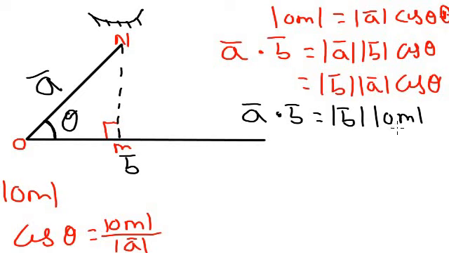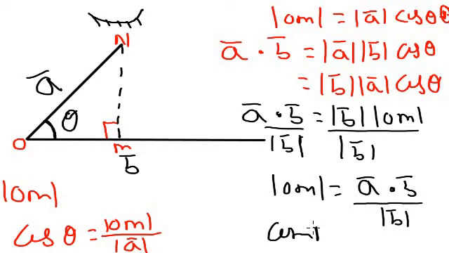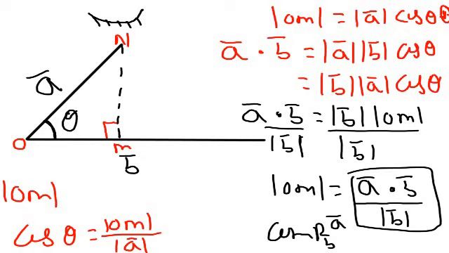Now, I would like to isolate OM by dividing through by the magnitude of vector B. And so therefore, the length OM is simply equal to the dot product of the two vectors all divided by the magnitude of vector B. The process of finding OM is what we call the scalar component of vector A on vector B. And this is the formula that helps us to do that. And that is where the formula is coming from.